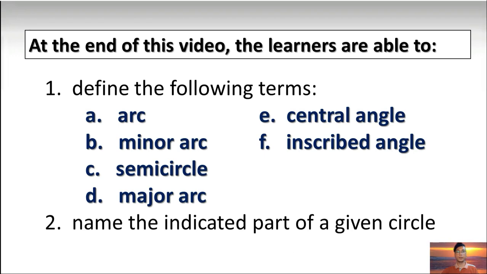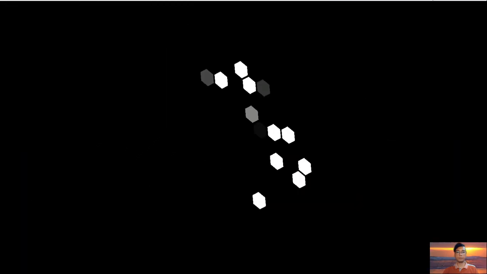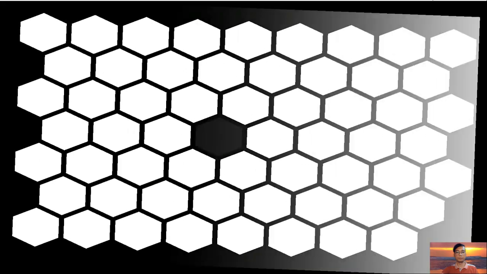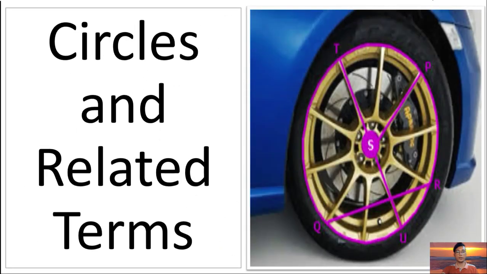Now, let us continue our discussion with circles and related terms. So, at the end of this video, the learners are able to, number 1, define the following terms. Number 2, name the indicated part of a given circle. Okay, still dun pa rin tayo sa circles and related terms, pero tutuloy lang natin.